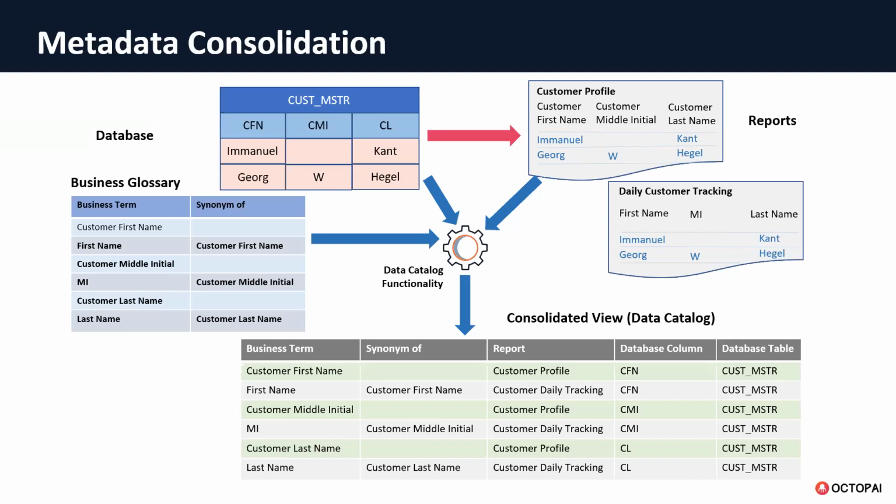Well, what happens in reports? Well, in reports we see report labels, report headings, and the actual fields that are populated into a report. And there's a linkage between those fields and the databases from which they come. So we may have a column that's just called CL in our database, but customer last name in the reports.